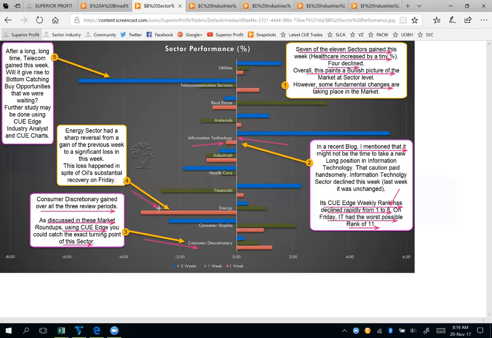Energy as a sector dropped heavily. It reversed from the gain of the previous 2 review periods to a significant loss. This loss happened in spite of US oil's substantial recovery on Friday. You may gain further insight into the energy sector by drilling down into its industries using QH.